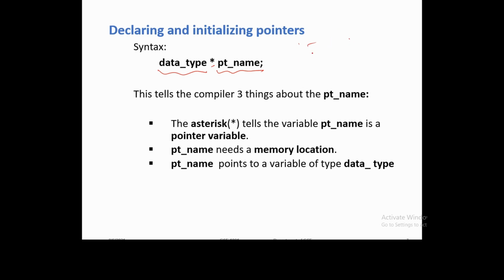This tells the compiler three things about the declaration. The asterisk tells that the variable pt_name is a pointer variable rather than a simple variable. Then pt_name needs a memory location, and pt_name points to a variable of the data type. It will point to a particular type of variable, the same data type.